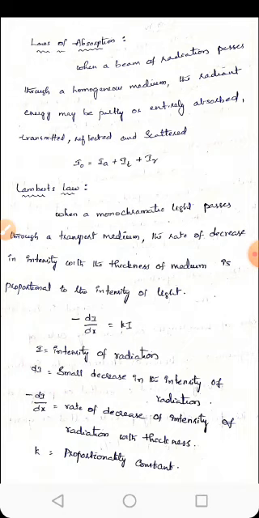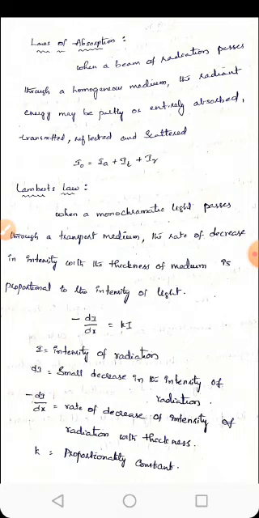The absorption of light in the visible and near UV region is governed by a photophysical law known as the Beer-Lambert law. It is a combination of two laws, that is Lambert's law and Beer's law. First, Lambert's law. Lambert's law states that when a monochromatic light passes through a transparent medium, the rate of decrease in intensity with the thickness of the medium is proportional to the intensity of light. That means the rate of decrease in intensity is directly proportional to the intensity of light.